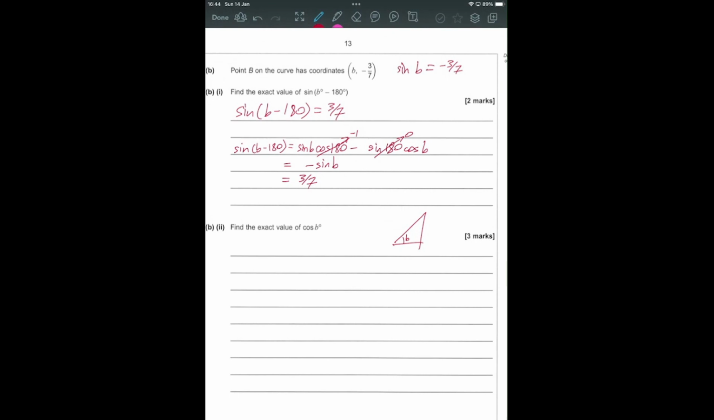Sine B is the opposite over the hypotenuse. I could put B in a triangle as so. I could use a bit of Pythagoras. C squared minus A squared equals B squared. So 49 is 9 plus that side squared, subtract off the 9. That side there is root 40. So cos of B is going to be either plus or minus the adjacent over the hypotenuse. I can simplify the root 40, and I'll do that in a moment, but I want to justify the plus or the minus sign.